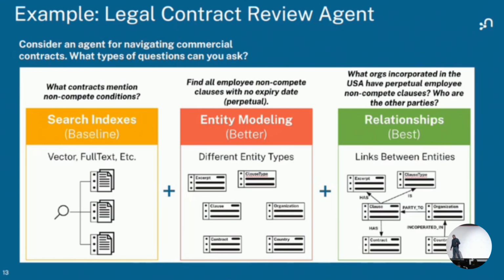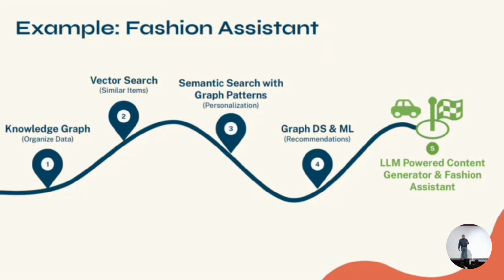Again, there are things like pre-filtering and post-filtering, and there are some nuances in how you approach this filtering, but still it is much better, and it's actually good in expanding the feature set of your GenAI applications. But once you start using knowledge graphs, then you can even think about what orgs incorporated in which states have perpetual employee non-compete clauses. What are the other similar legal agreements? Which legal documents talk about a specific domain, et cetera.